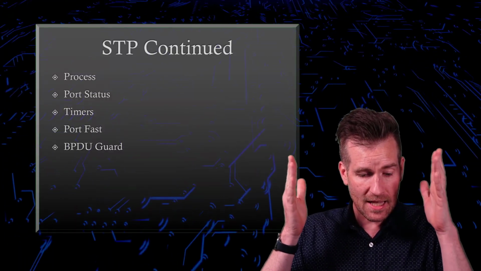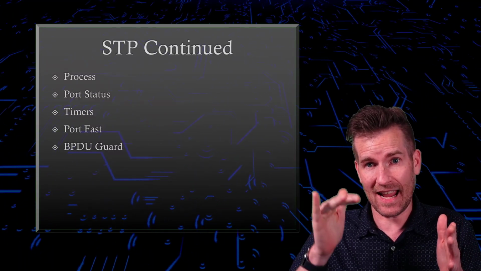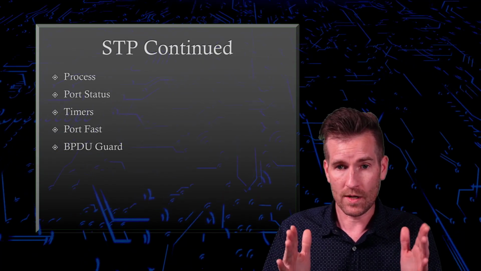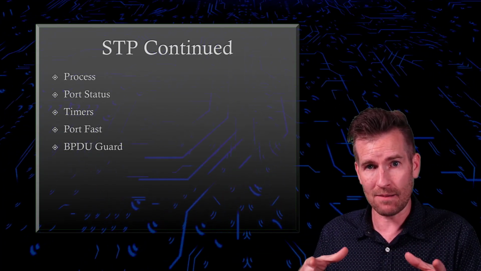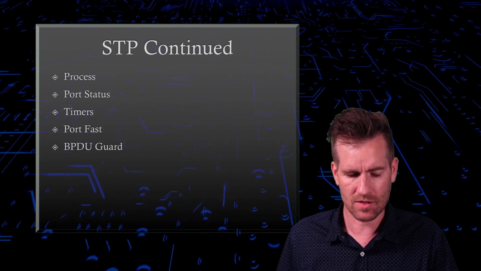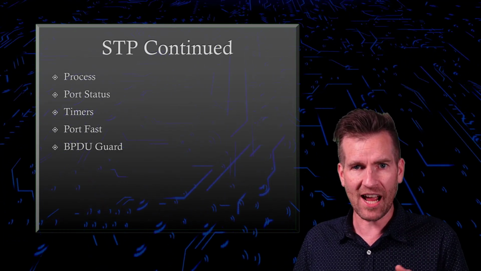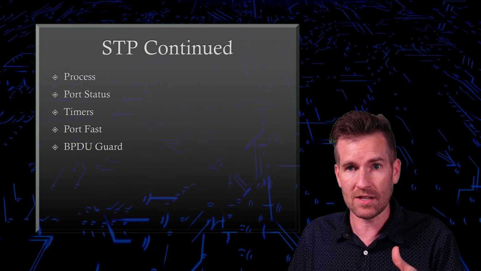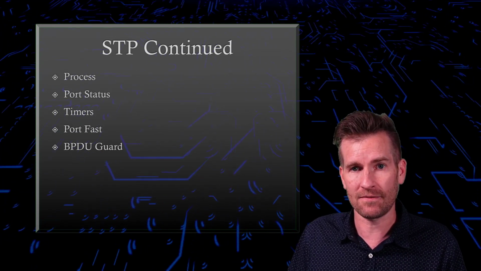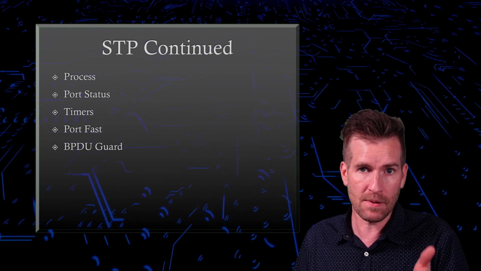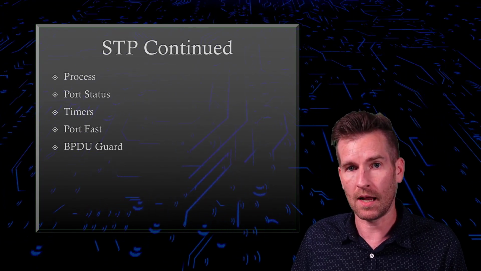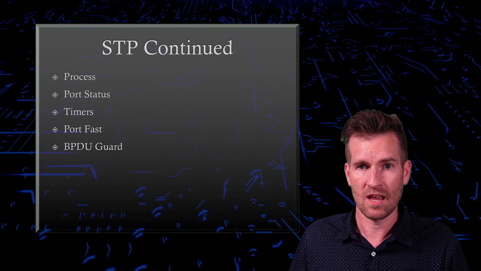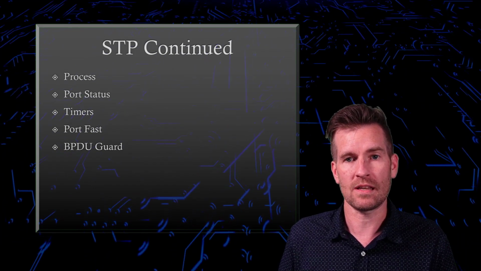There you have it. We finished up talking about processes and the statuses of those ports. We talked about timers and how we could adjust some of those timers. We talked about Portfast and how we can bring up ports faster than just those standard timers. And then we finished things off talking about the BPDU Guard that we put on the Portfast ports, so that way we can bring up those ports even faster.